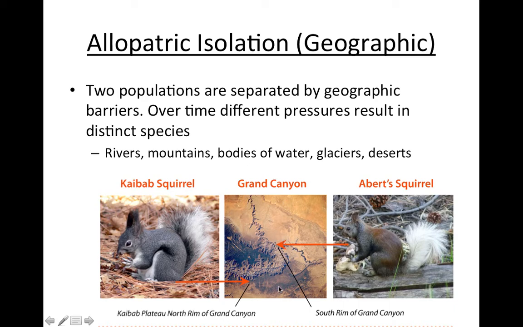Now, as it happens, the environment on one side of the Grand Canyon is pretty different from the other side of the Grand Canyon. So as those 2 species evolved on both sides of the Grand Canyon, they became very different, which is how we ended up with the Kaibab squirrel and the Albert squirrel. If you put these 2 squirrels together today, they would no longer be able to reproduce fertile offspring. So they'd no longer be able to have babies that could have babies of their own, because they have become so different that they've actually evolved into 2 different species. They're still squirrels, but they're 2 different species of squirrel.